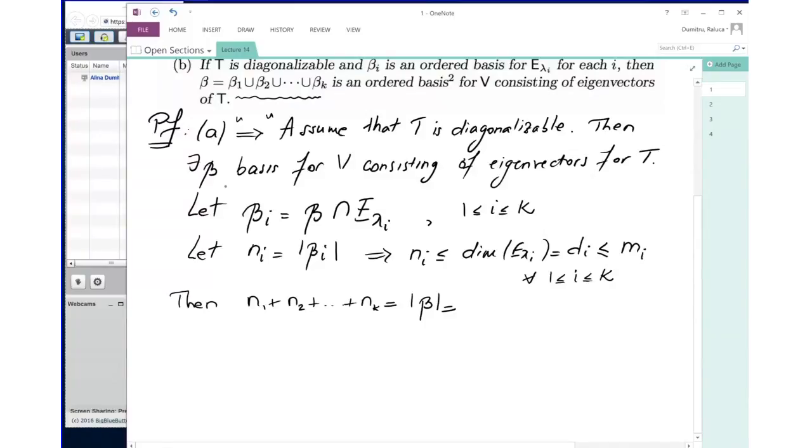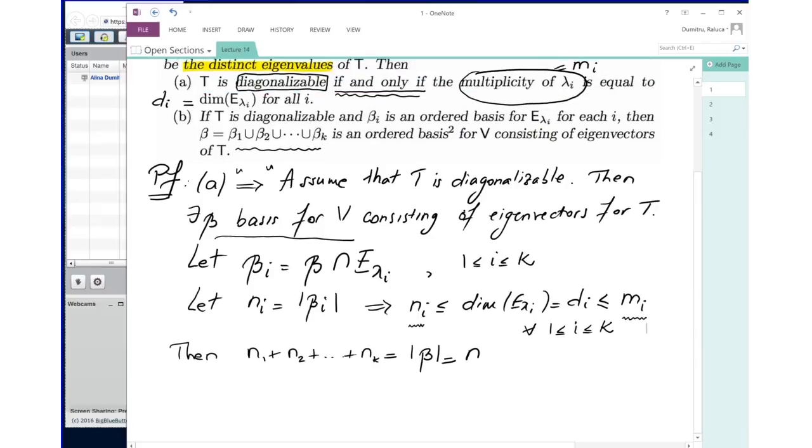Beta was a basis for V, and V we said had dimension n, right? So the cardinality of a basis is n. All right, so n_1 plus through n_k is n. Thus we'll be using the numbers on the very left of this inequality here. And now I'm going to look at the far right.